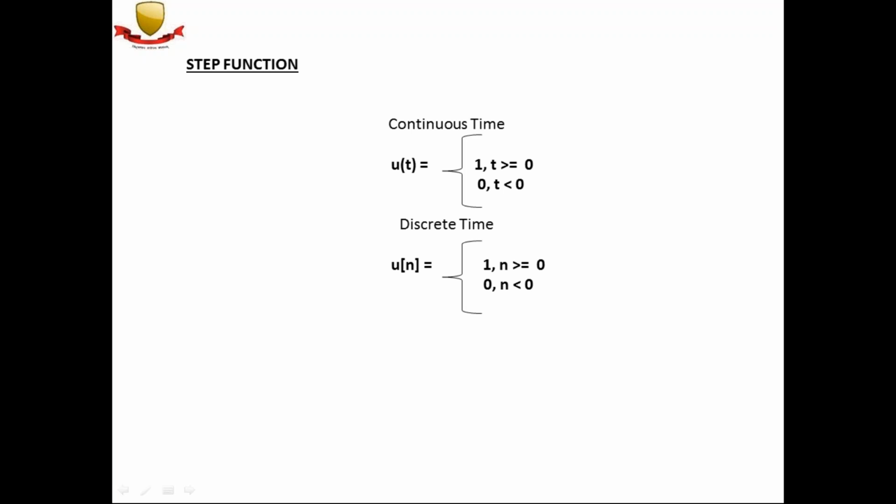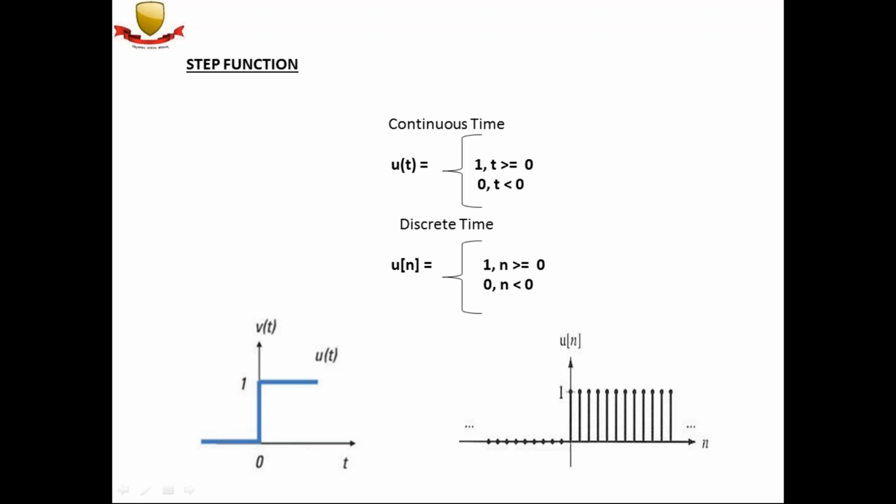A battery or DC source is applied at t equal to 0 whenever we close the switch. As a test signal, it is useful because the output of a system due to a step input reveals a great deal about how quickly the system responds to an abrupt change in the input signal. This is how it looks in continuous time and its discrete time counterpart.